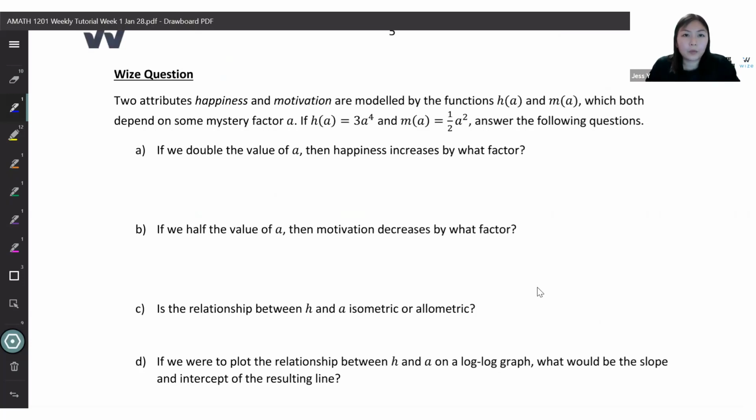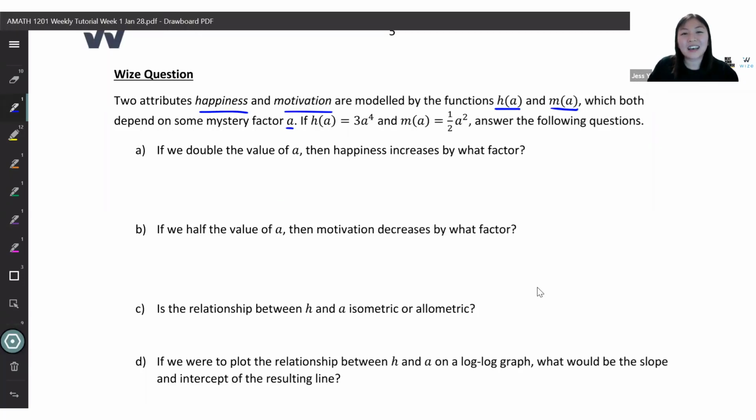So in this question, we have two random attributes that we're measuring, happiness and motivation. I totally made these up, okay? Let's pretend that happiness and motivation are modeled by the functions h of a and m of a. What this means is we can somehow create a pattern for happiness and motivation using two equations, the h equation and the m equation. That's what modeling by an equation means. Both of these equations depend on some mystery factor a. I don't know, dopamine, serotonin, whatever. You guys are the biology people, you tell me.